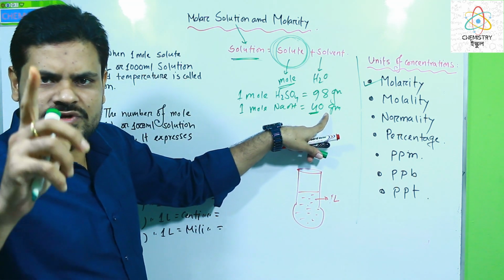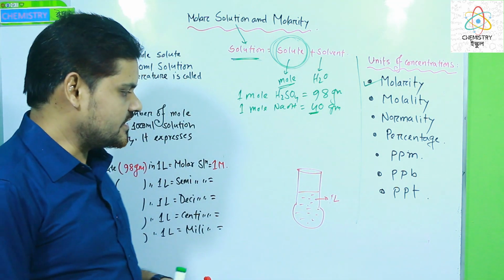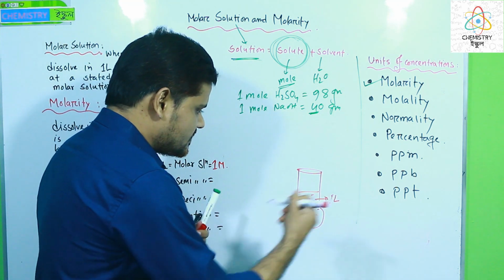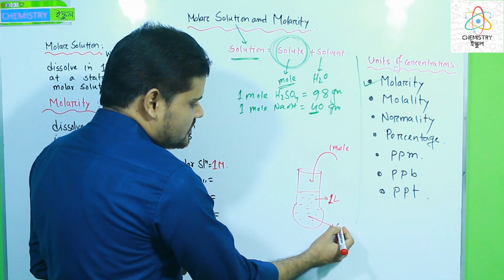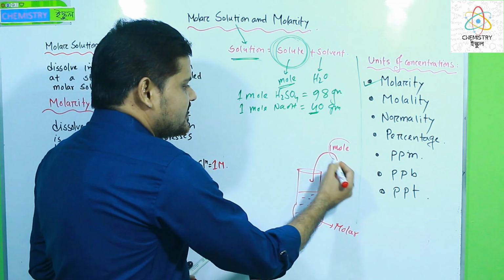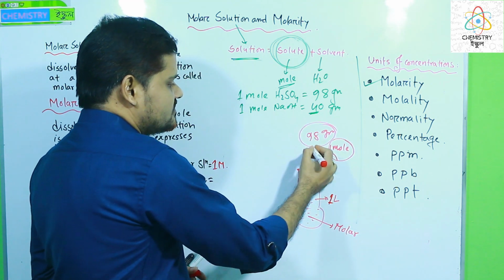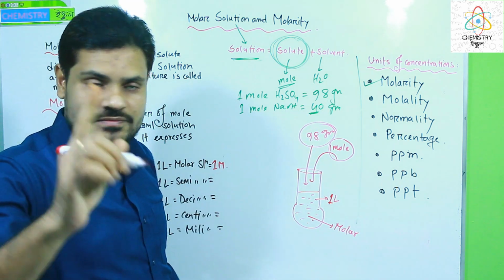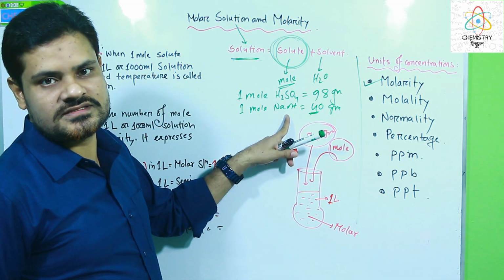Dear learners, if we dissolve this 1 mole of substance in 1 liter of solvent or solution, look at this, there is a container. This container contains 1 liter of water. If we dissolve 1 mole of substance here, then the solution turns into a molar solution. If we dissolve 98 gram of sulfuric acid, then 1 mole of sulfuric acid is dissolved here, and that is why this is the molar solution for sulfuric acid. If we dissolve 40 gram of sodium hydroxide here, this will also be the molar solution for sodium hydroxide.